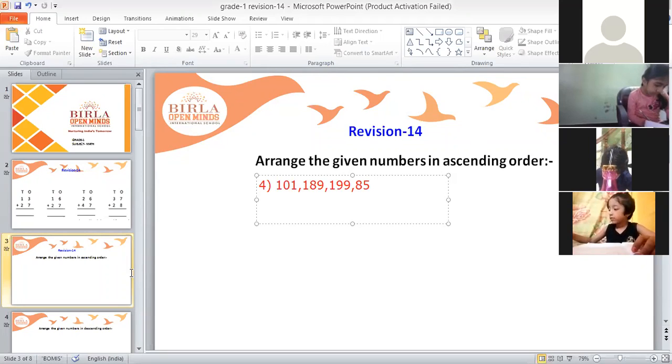Brinda, now you tell me the answer for fourth bit. Yes, ma'am. Tell me the answer. Which is the smallest number here? The smallest number is 85 because it is a two-digit number. So this is the smallest number here.